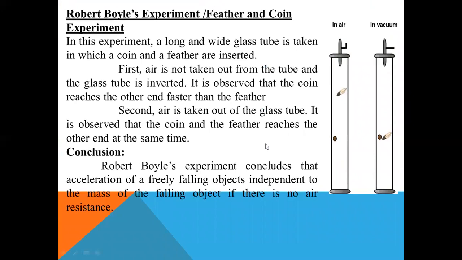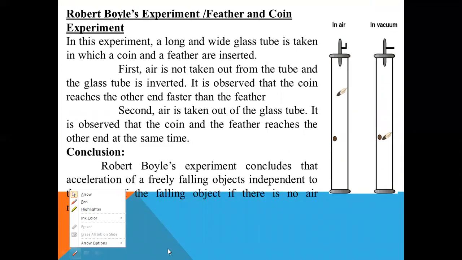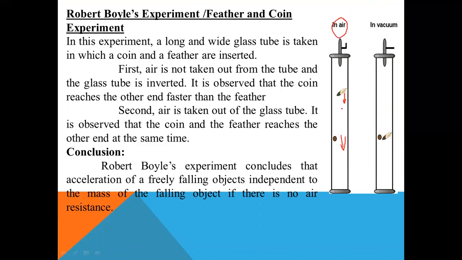Now, Robert Boyle's experiment, or the feather and coin experiment. In this experiment, a long and wide glass tube is taken in which a coin and a feather are inserted. First, the tube is inverted with air present. Then it is observed that the coin reaches the other end faster than the feather, because in the presence of air, due to air resistance, the feather comes later.